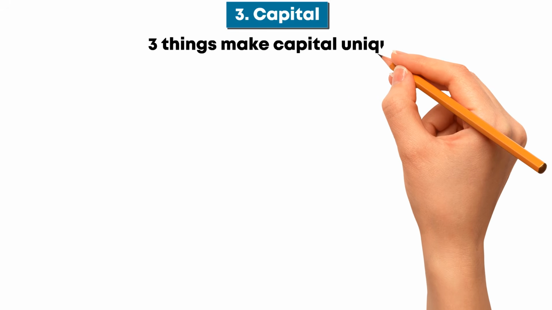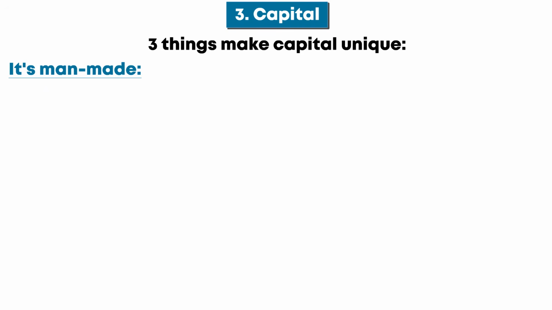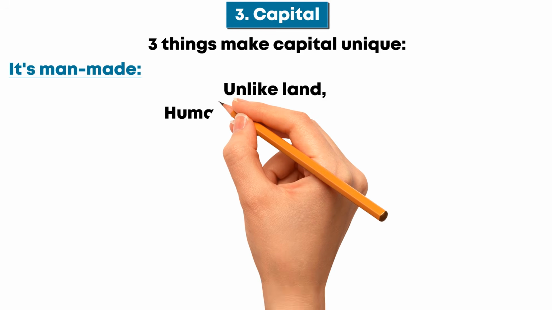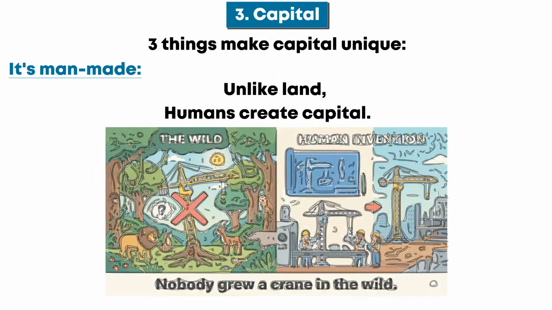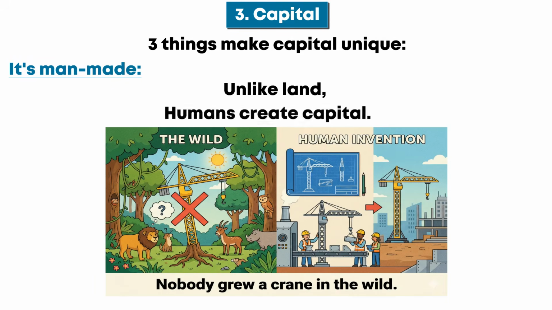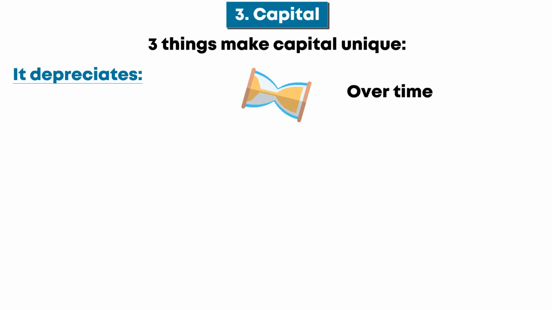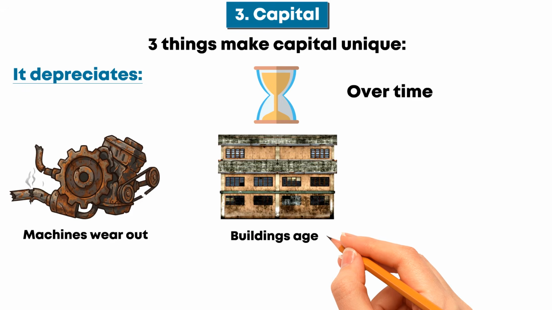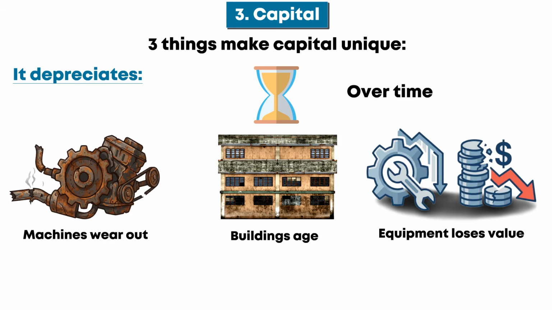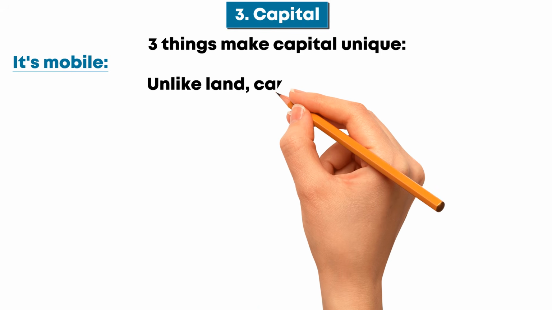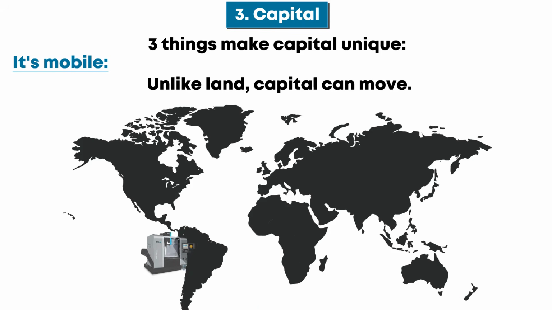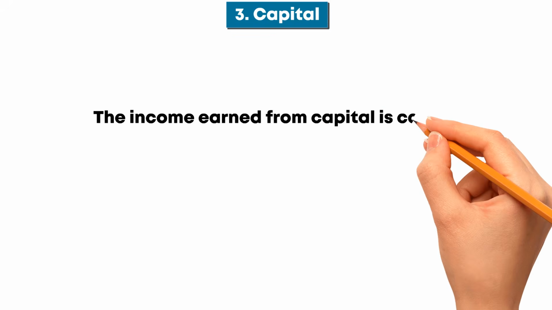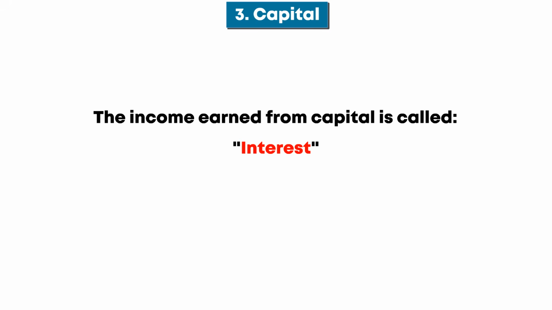Three things make capital unique. It's man-made. Unlike land, humans create capital. Nobody grew a crane in the wild. It depreciates. Over time, machines wear out, buildings age, and equipment loses value. That's called depreciation. It's mobile. Unlike land, capital can move. You can ship a machine from one country to another. The income earned from capital is called interest.